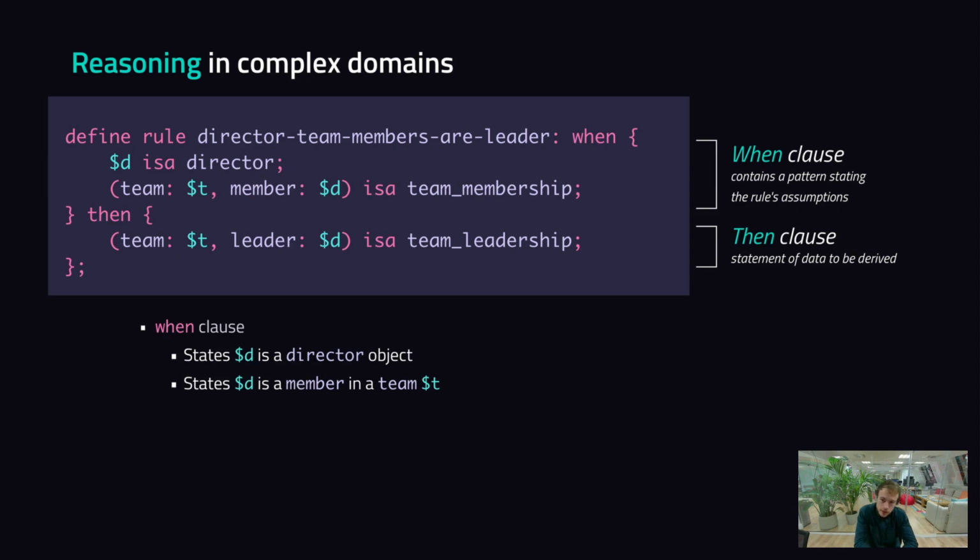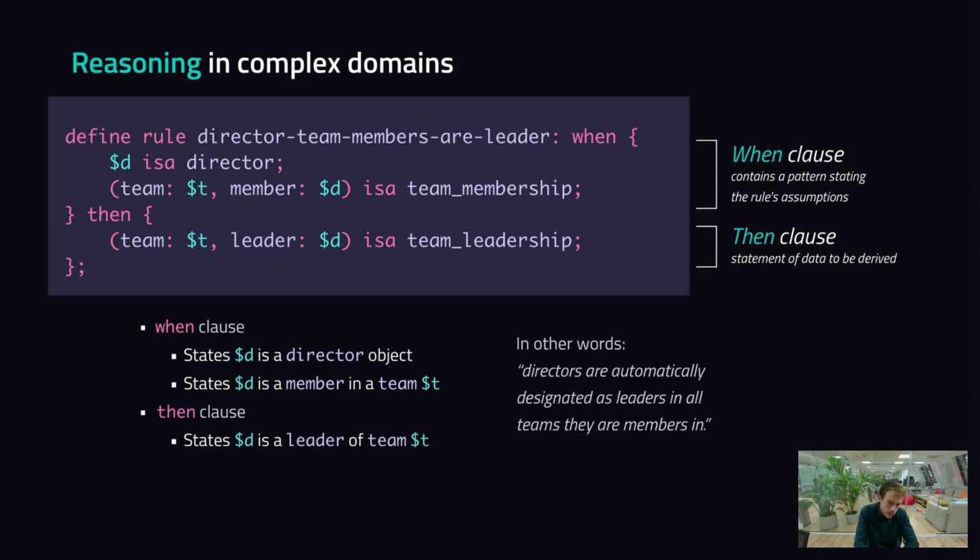So going through this rule here, the when clause states that when D is any director object and D is also a member, it plays the member role in a team, then, this is now the then clause, D is in fact the leader of that team. So in other words, this rule simply states that when we have directors which are members of a team, then we think of them as leaders as well.